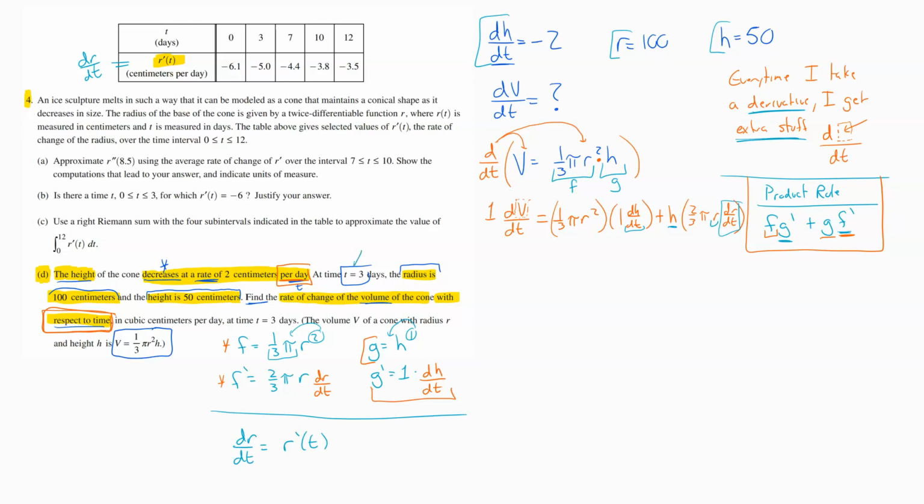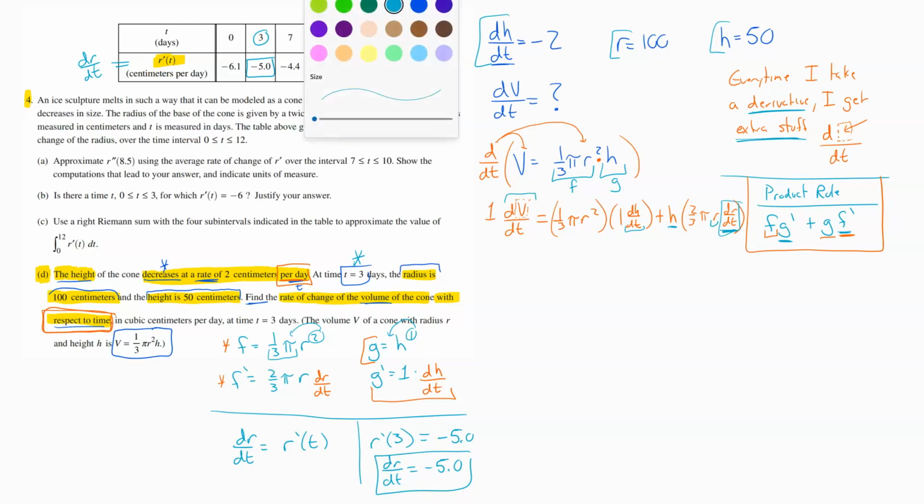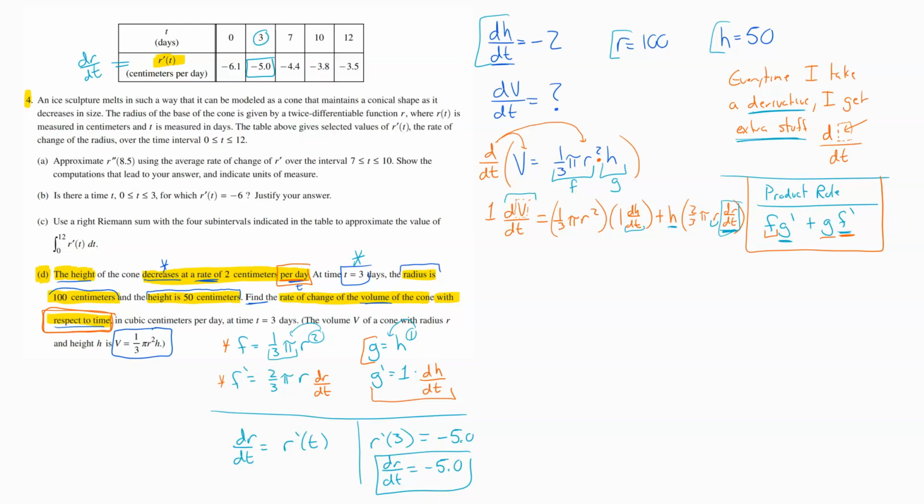So now all of a sudden this t equals 3 that they've been talking to us about this whole time starts to make sense, because I need to know what's happening at 3. I want to know what r prime of 3 is. So r prime of 3 is going to be negative 5.0. So that is my dr dt value, negative 5.0. And so that's the last piece of the puzzle here. Now I've got everything I need except for the one piece which I'm trying to find, which is the dv dt.